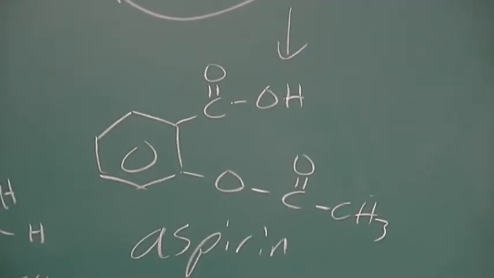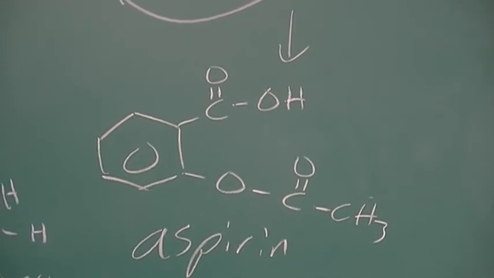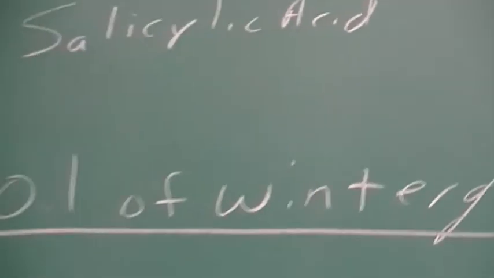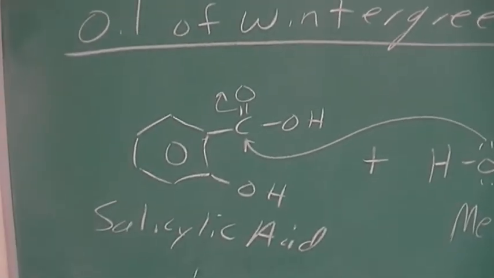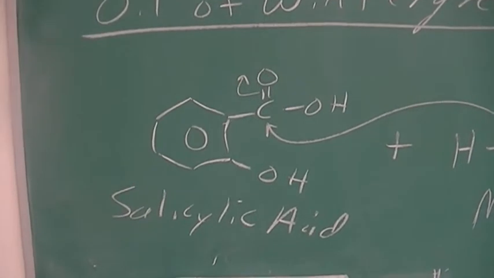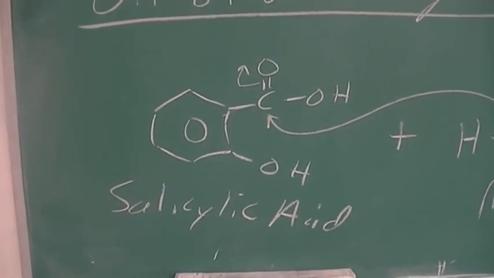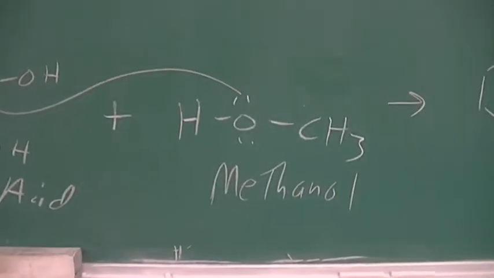So aspirin has a carboxylic acid group, and it also has an ester group on it. All right, so that's what we're going to do first. And then we're going to do the oil of wintergreen. So the oil of wintergreen uses the same salicylic acid, so another sample of salicylic acid will be measured. And this time, instead of adding acetic anhydride, we're going to add methanol.